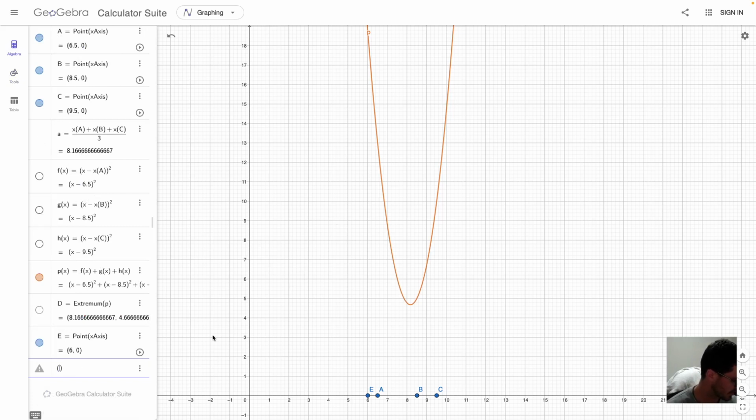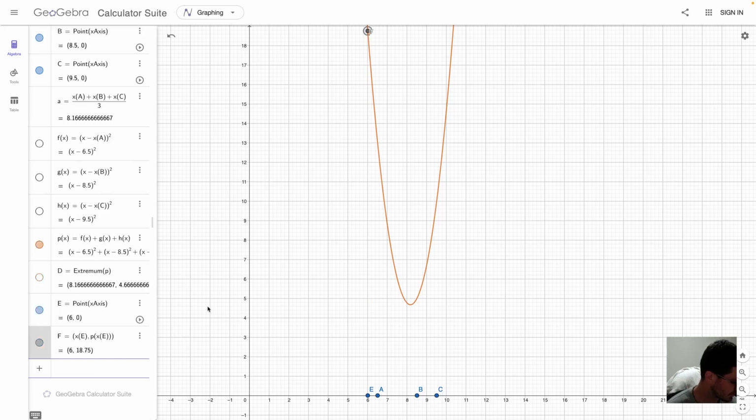evaluated on the curve, right? So let's do the x value of e, comma, and then the function evaluated at the x value of e, right? So there's our point right there. And if I drag e around, you'll see that it goes around. Okay, so let's say we're initialized right here, all right?